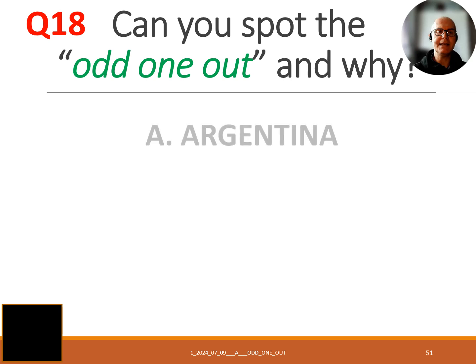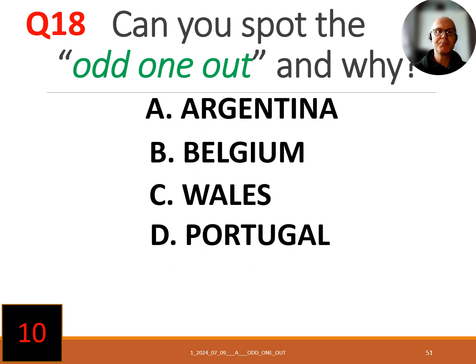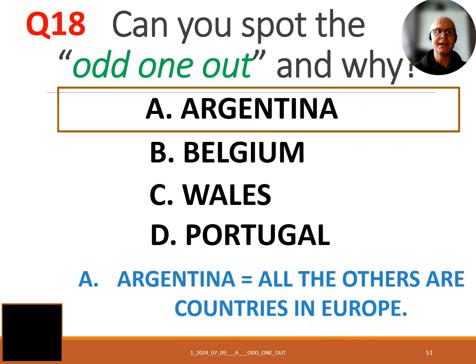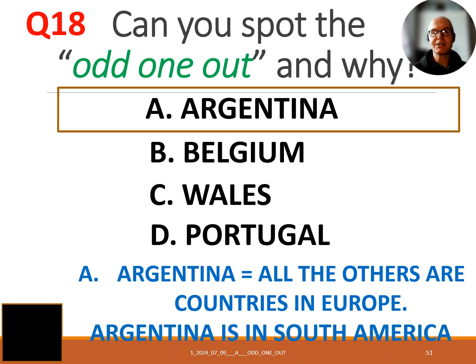Question 18. Argentina, Belgium, Wales and Portugal. Which was the odd one out of these 4 countries, and why? The odd one out here was Argentina, because all the other 3 are countries in Europe, whereas Argentina is a country in South America. Belgium, Wales and Portugal are all in Europe. Argentina is in South America. Different continent.